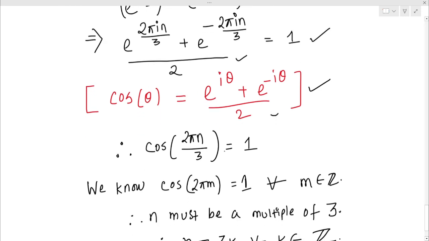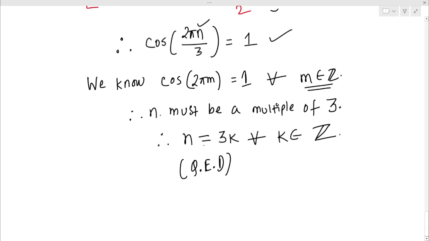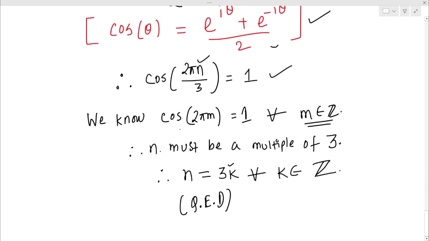Now, when is cos equal to 1? Cos is always 1 at integral multiples of 2 pi. So cos 2 pi is 1, cos 4 pi is 1, and cos 0 is 1. So cos 2 pi m is always 1 for all m belonging to the integers, whether positive or negative. This means that here we already have the 2 pi, but there is an n by 3, so n must be a multiple of 3 for this equation to be true. So n should be 3k. All integers which are multiples of 3 are answers to this equation, and thus we have completed this problem as well.